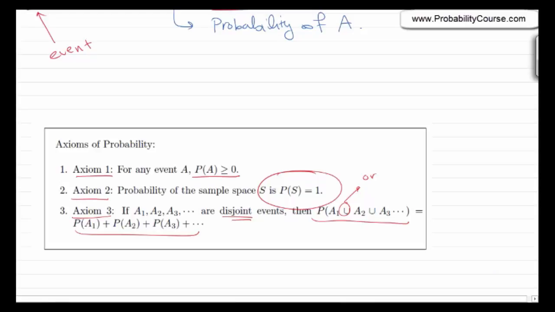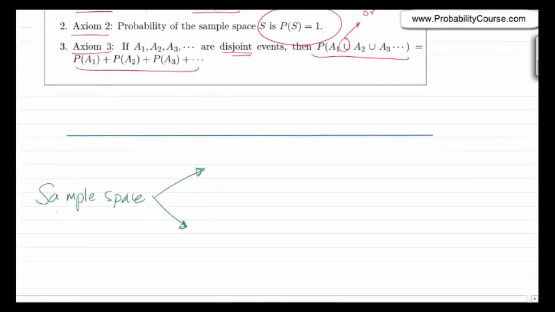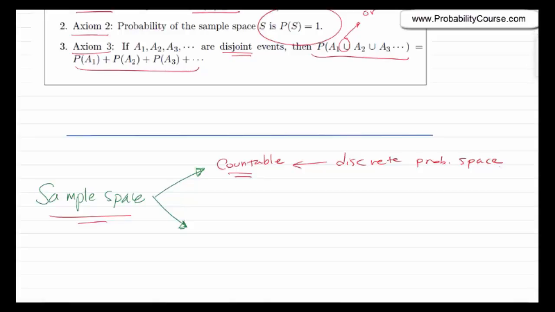Okay, so if you look at your sample space, there are two possibilities. Either your sample space is a countable set, which means that we can list all the elements in the set. So any finite set is a countable set, or any set like the set of natural numbers or the set of integers is a countable set. In these situations, we say that we have a discrete probability space. For example, when you roll a die, your outcomes are 1, 2, 3, 4, 5, 6. So there are only a finite number of outcomes, and you know that your sample space is a countable set.